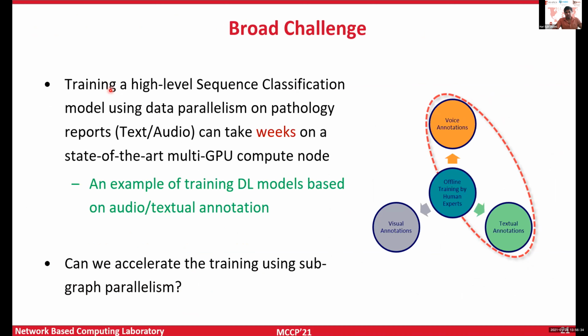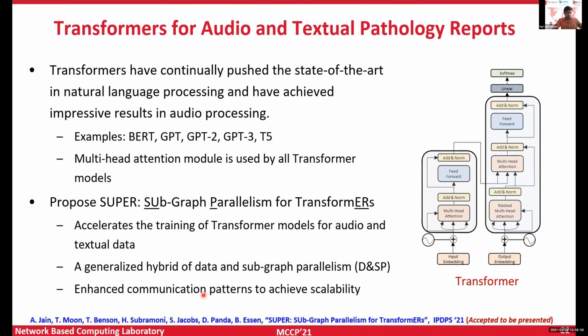Currently, training a high-level sequence classification model using data parallelism on pathology reports like text and audio can take weeks on a state-of-the-art multi-GPU system. So can we accelerate this using a technique called subgraph parallelism? This is something that we are trying to work on right now. Unlike the previous work on visual annotations, we have not been able to actually test this out on real pathology data sets or real annotations created by pathologists. It is something that we are trying to do in the future.